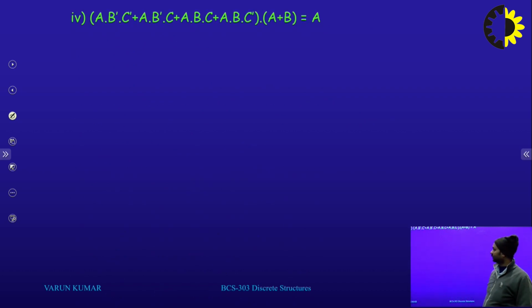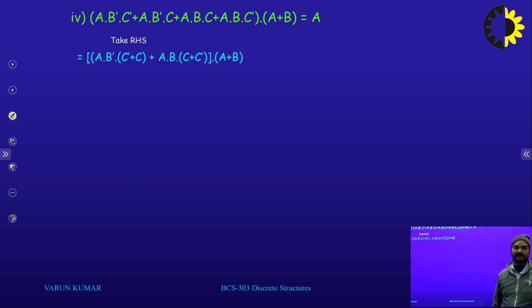Similarly, take one more example: A.B'.C' + A.B'.C + ABC + A.B.C' = A. First, take the right hand side. We take some common: A.B', A.B', A.B'. So then what we will get? C' + C, which is equivalent to 1. We take AB as common. Then what we will get? C + C', which is also equivalent to 1. And 1 multiplied by AB, the result is AB, and A.B' multiplied by 1 is A.B'.